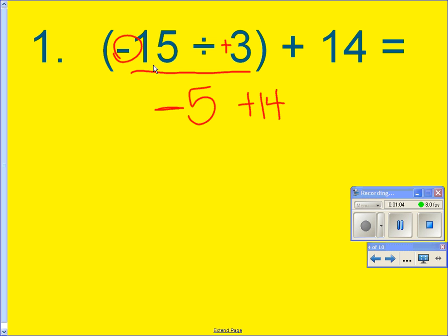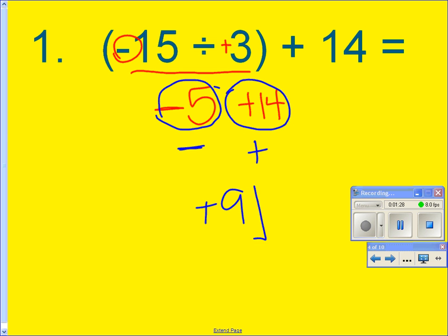Now, when we added and subtracted integers, remember we circle the first number, circle the second number. The first number is a negative, so this is team negative. The second circle is a positive, so it is team positive. The positives win, so your answer will be a positive, and they won by 9, so the answer is positive 9 for this problem.